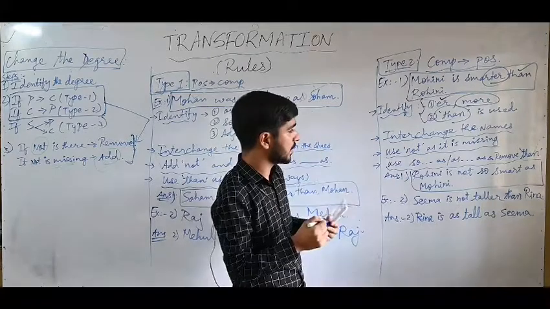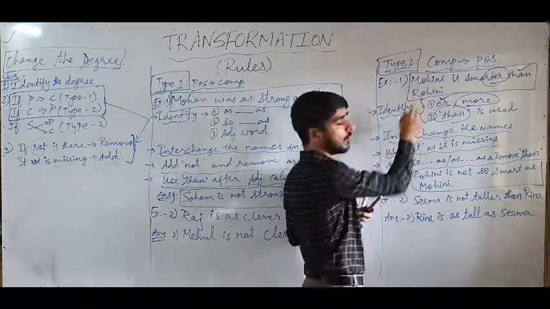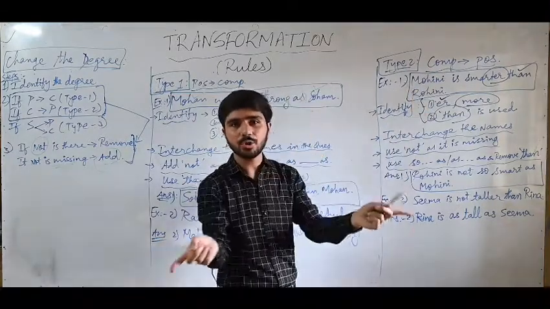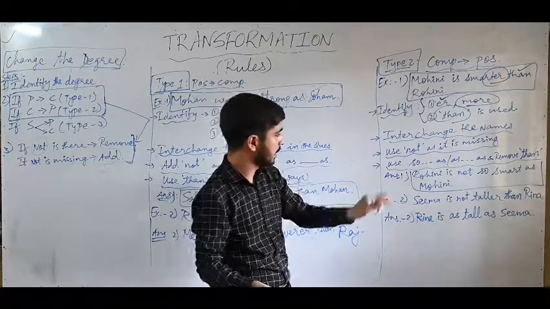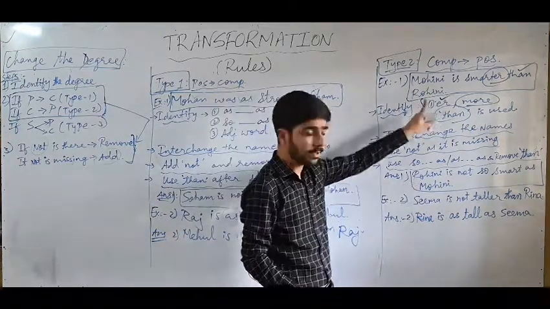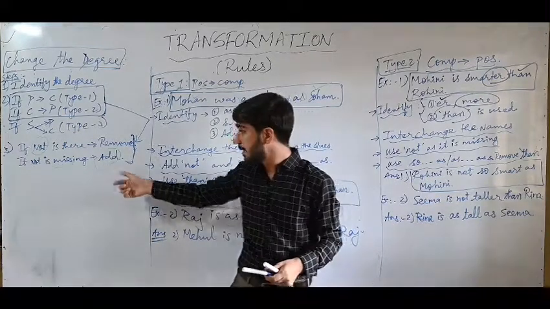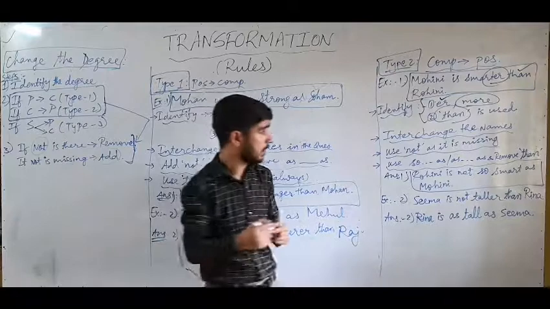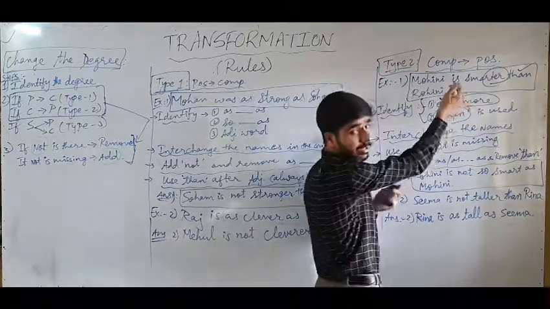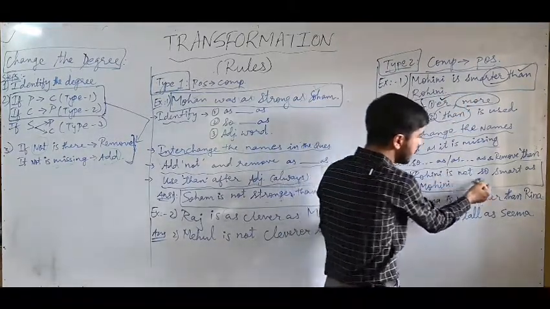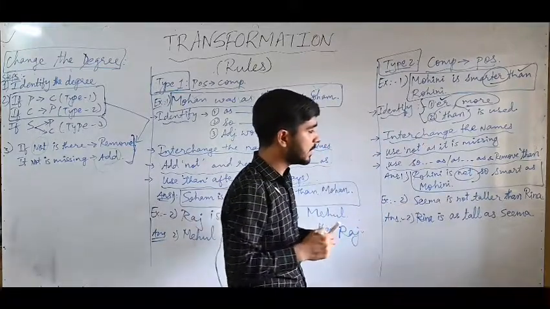See, interchange the names. Which are the two names? Mohini and Rohini. These are the two names. So swap those names. Rohini will come first, Mohini will go in the end. See, Rohini, answer begins with this. Rohini is not. Now why do we add not? Because it is missing. When not is missing, add the word not. See in the question, can you see not anywhere? No. So Rohini is not so smart as Mohini.